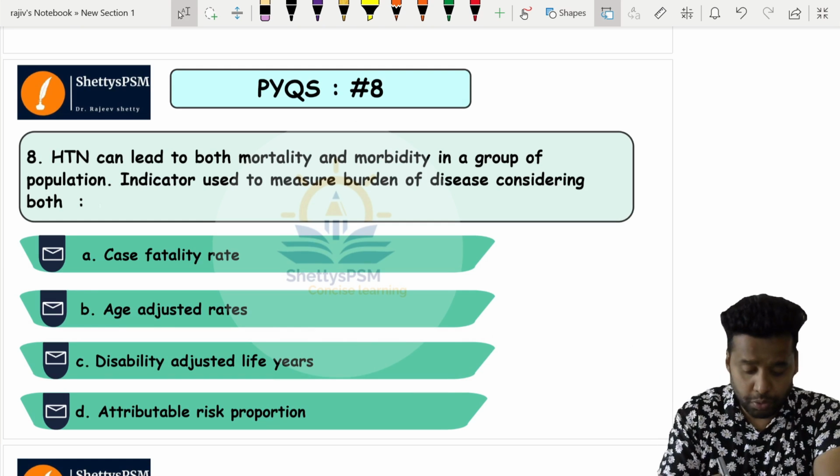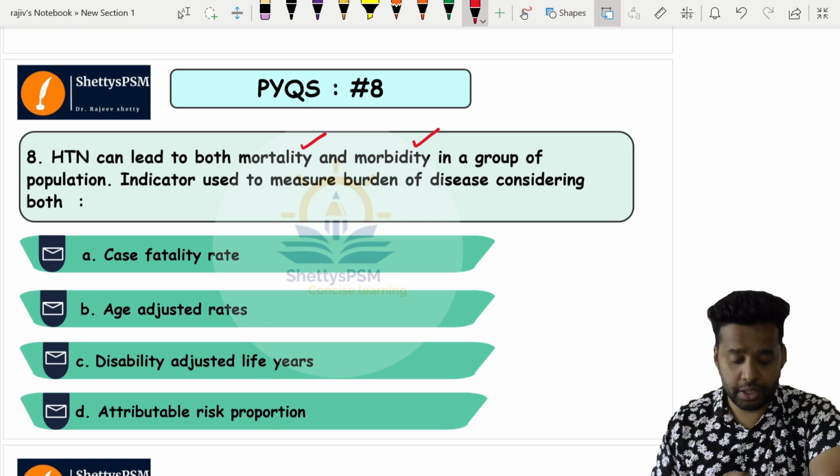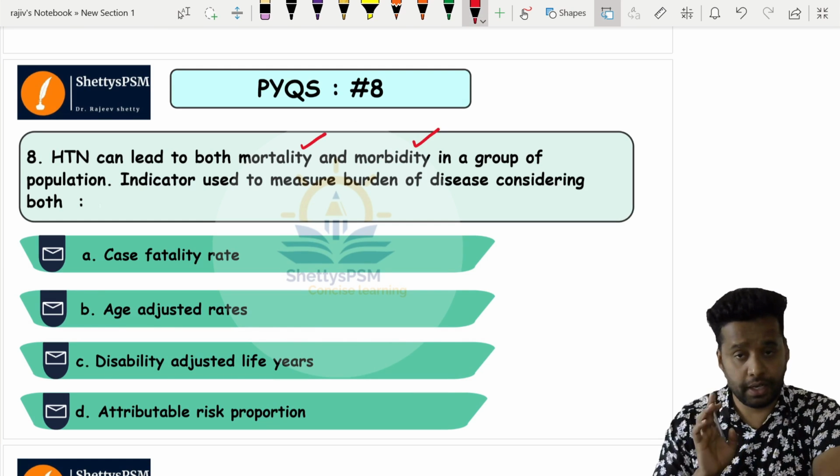Hypertension can lead to both mortality and morbidity in a group of population. Correct?